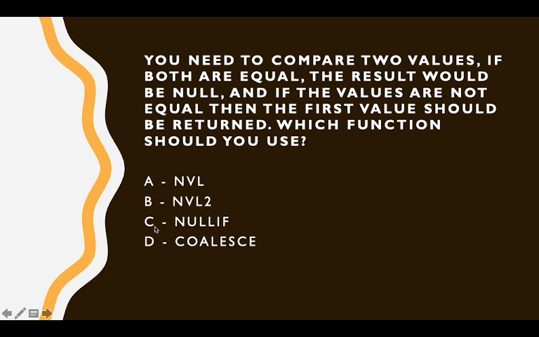C, because it is absolutely defining the criteria that we are looking for, which is comparing two values. If both are equal, the result would be null. If the values are not equal, then the first value would be returned. Right? So the answer is option number C, that is NULLIF.